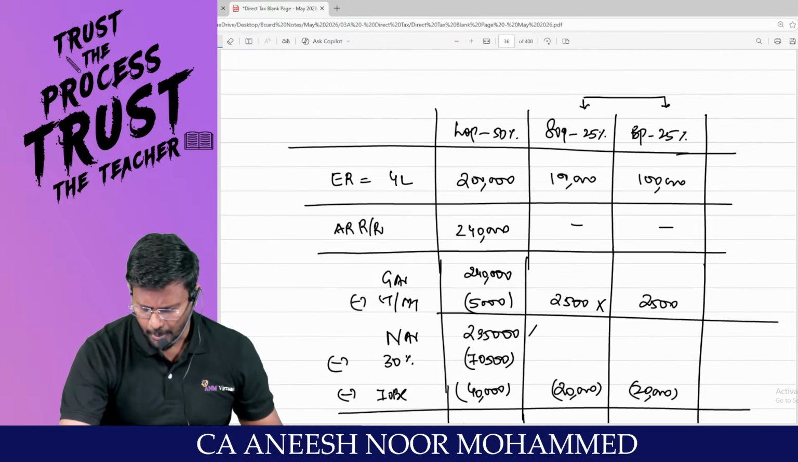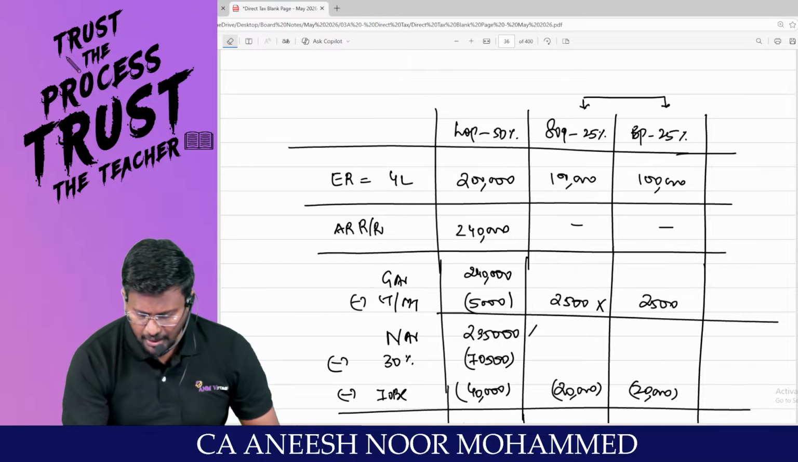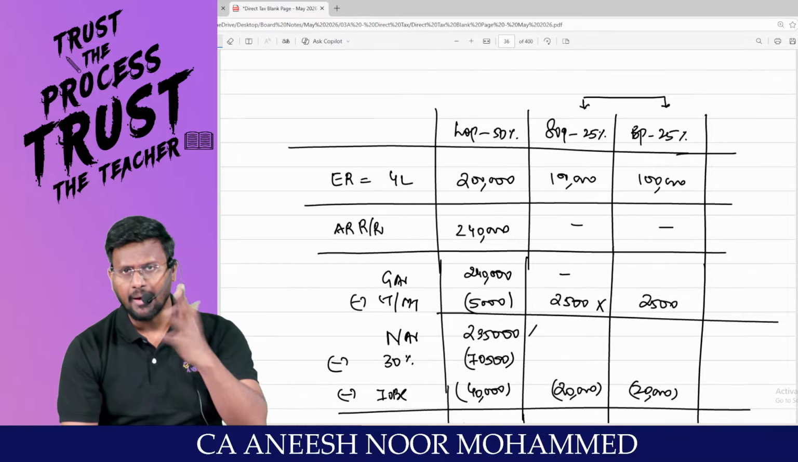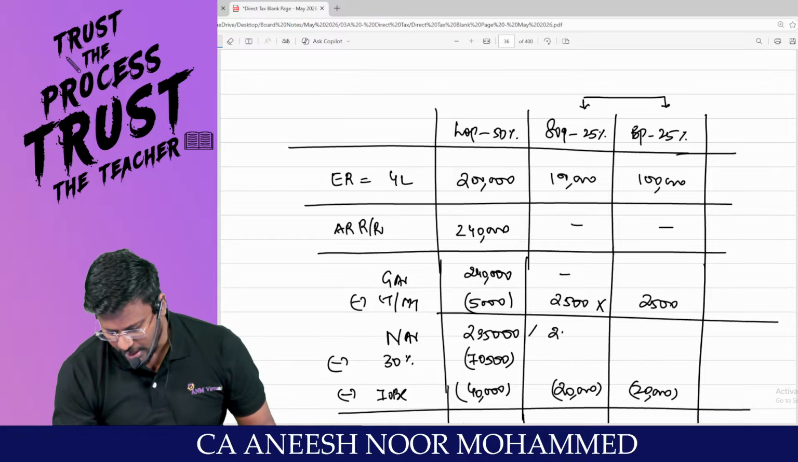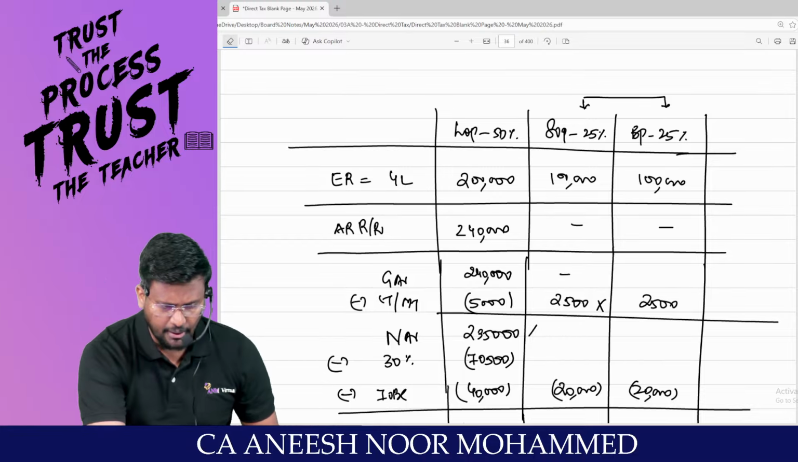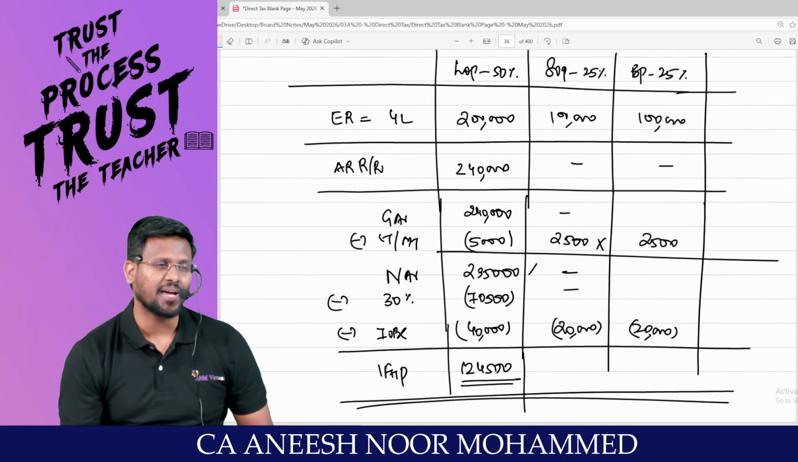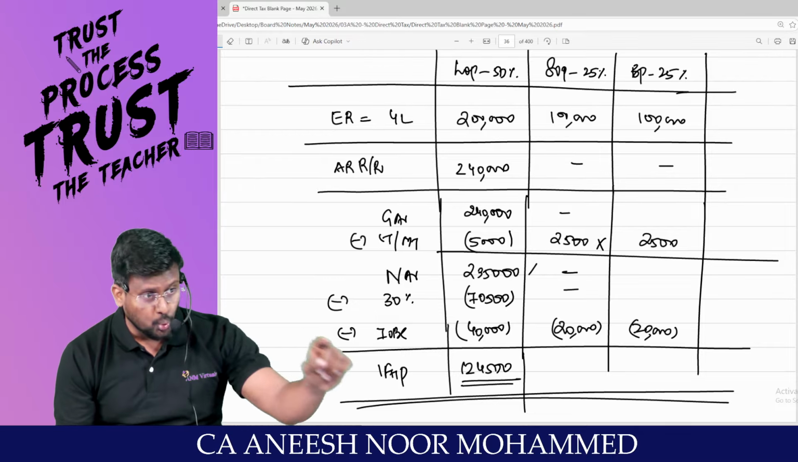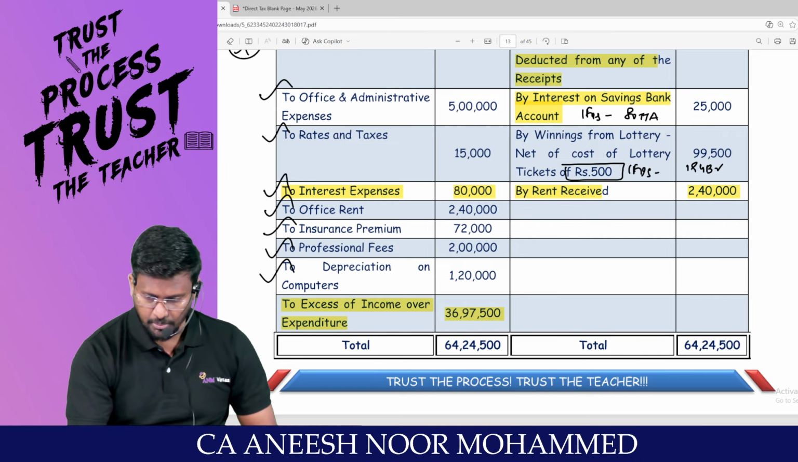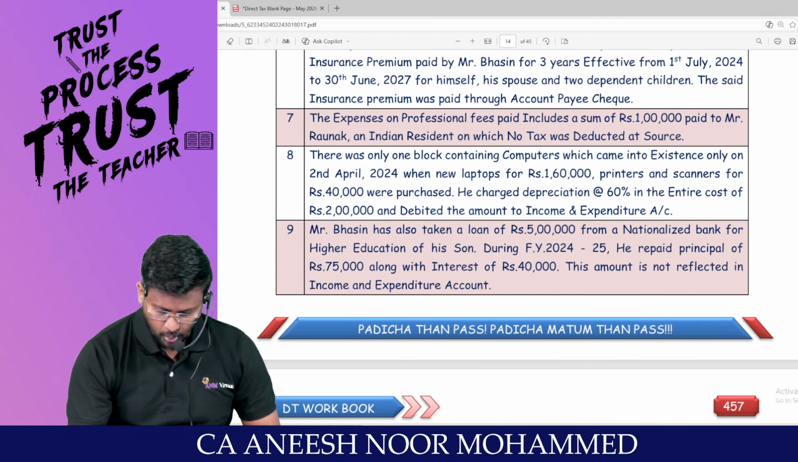For self-occupied property, nothing is there. GAV will be nil. Am I right? Local taxes cannot be claimed as a deduction, so NAV will be 0. Not 2,500, it will be 0. Hence 30% will automatically be 0. But interest on borrowed capital can be claimed if they are traveling through the optional tax regime. I have to read under what regime they are going to travel.